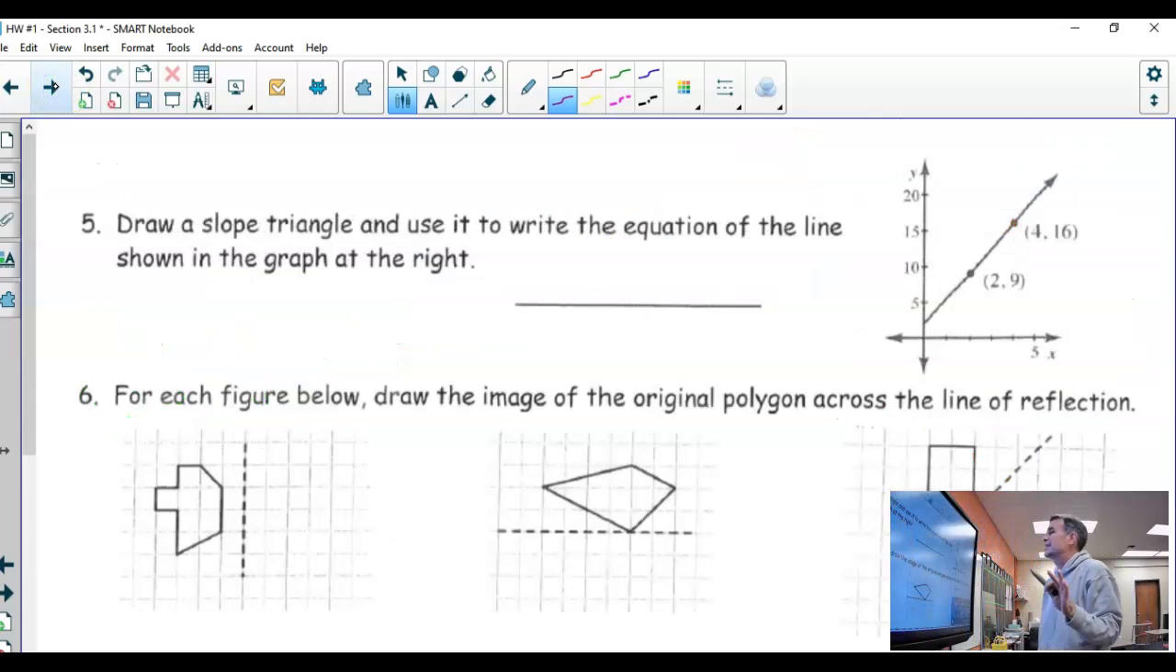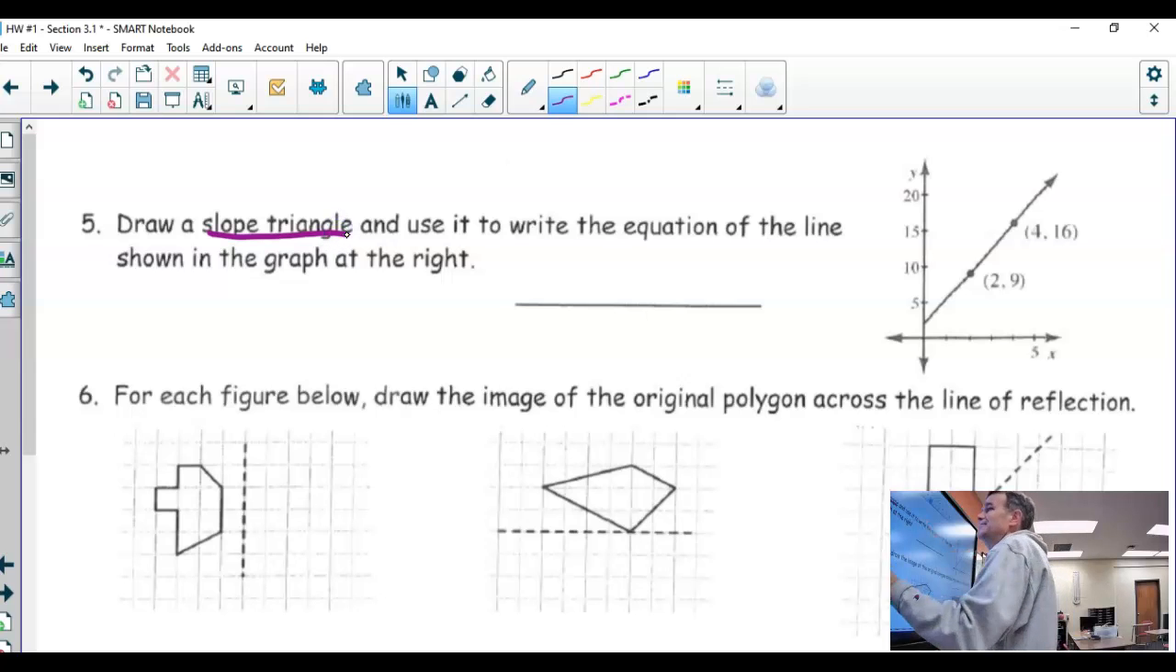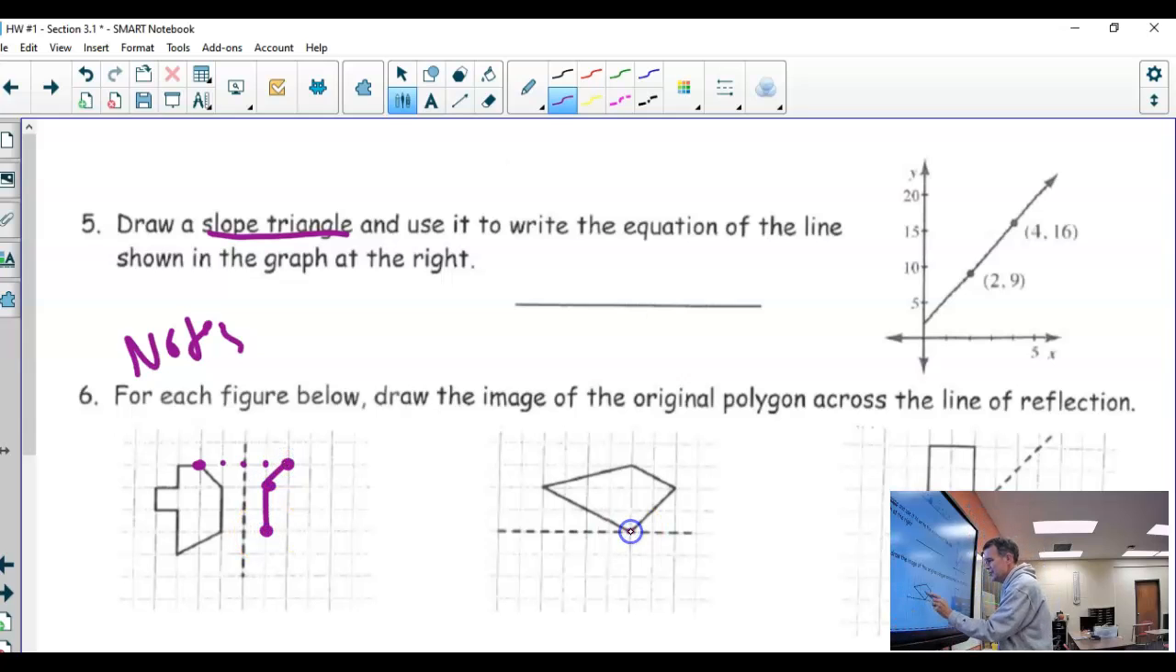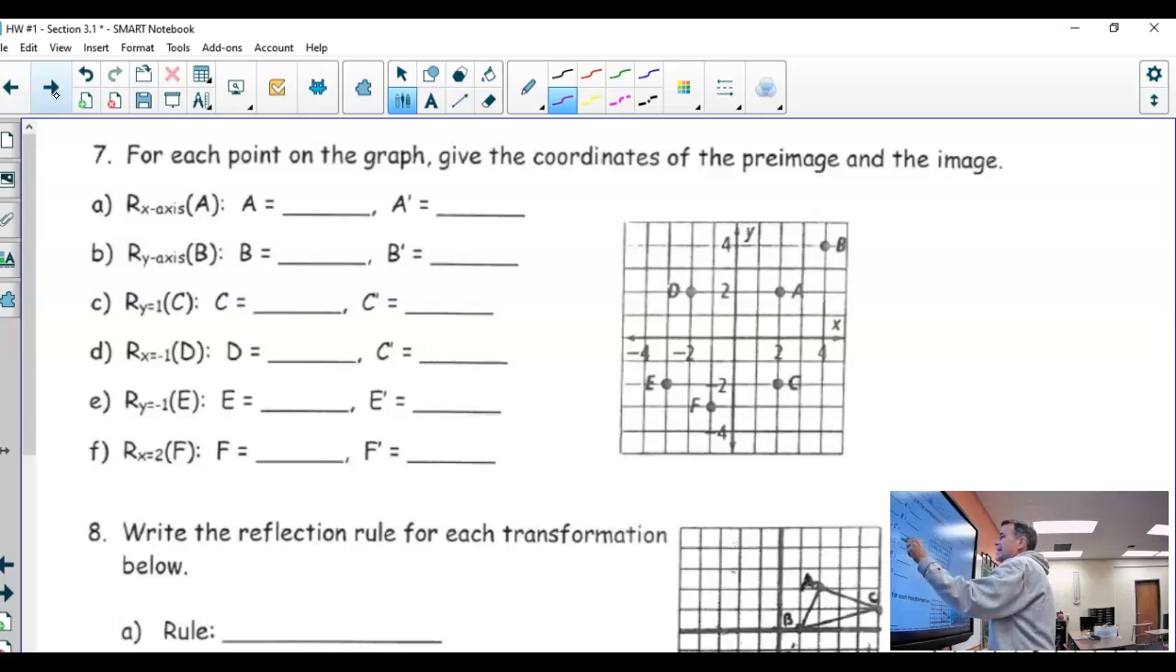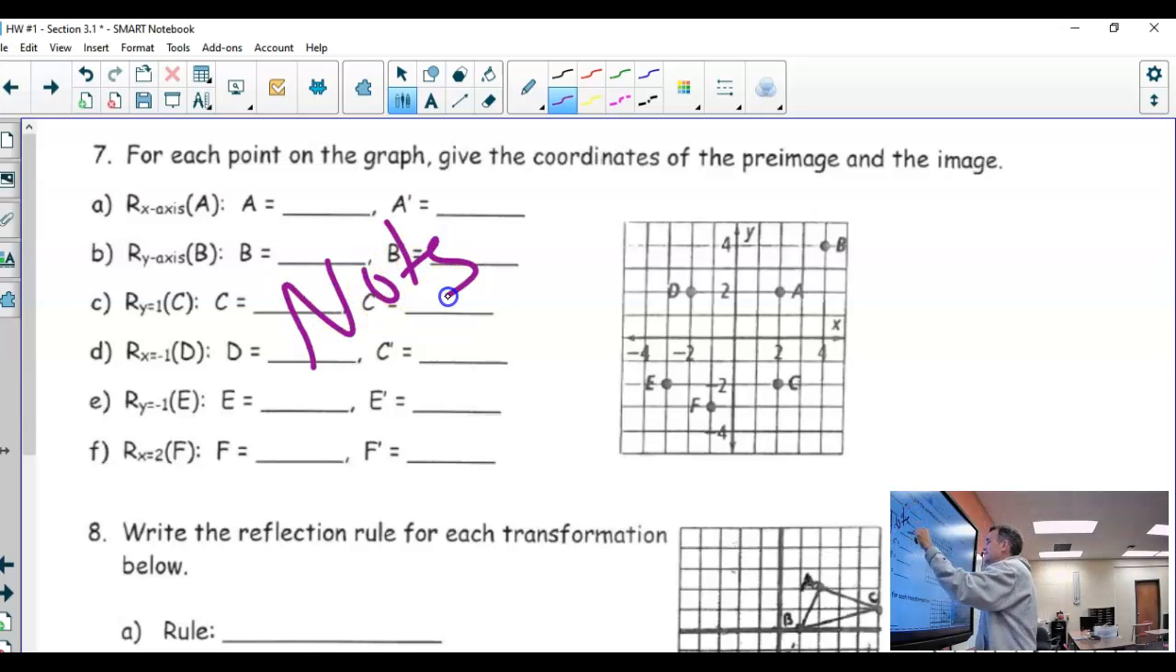The rest of these, I think, are no problem. You know how to draw a slope triangle and get the equation. And then these are right out of the notes. Take each corner, go to the line, go to the other side, boom, boom, boom, and you start drawing the shape. Do the reflection for those right out of the notes. This is the same as we did in the notes.